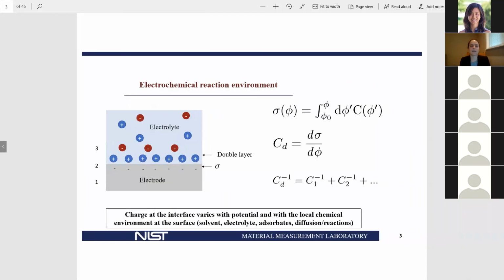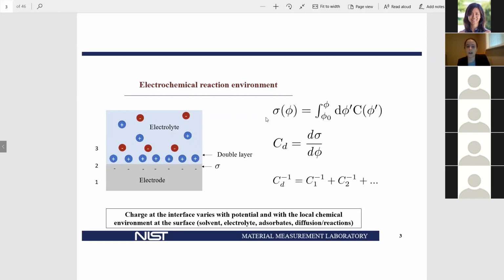So starting with the simplest idea of the electrochemical reaction environment, we can consider an electrode with some surface charge sigma, and the surface charge is canceled out in the double layer. And it would be really nice to be able to identify what the charge on the interface is at a given potential. But of course, it varies with potential and with local chemical environment at the surface, depending on the solvent, the electrolyte, adsorbates, and diffusion and other reactions that happen.